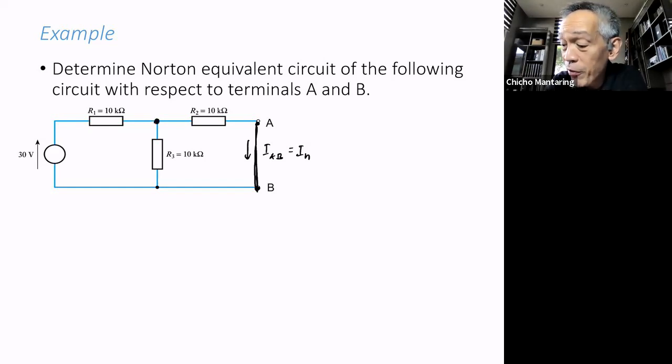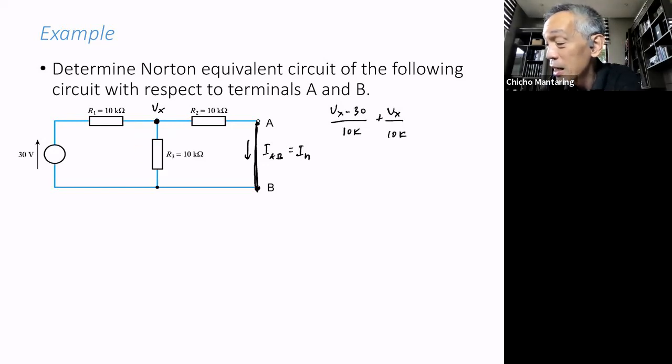How do we do nodal analysis here? We can get, for example, this voltage V of X. We can solve for V of X. So what is our nodal equation with respect to X? Your V of X minus 30 divided by 10K, that's this current, plus V of X over 10K, so ito naman yung current pababa, plus V of X over 10K, ito naman yung current dito. This is equal to 0.